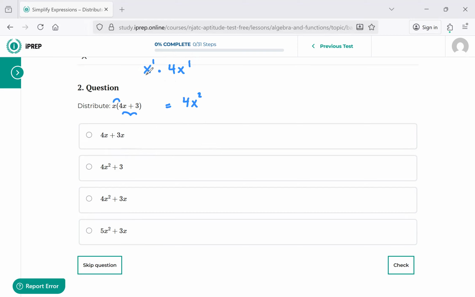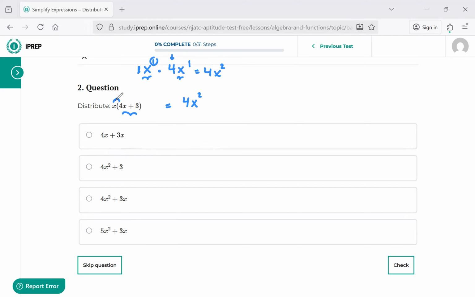When you're multiplying with the same base, you're multiplying two things. The constant, which is 4, and this does have an invisible 1, so 1 times 4 is 4. That's how we got 4. And then you're also multiplying the variable. What's x1 times x1? According to our properties of exponents, when you're multiplying with the same base, you add the powers. So 1 plus 1 is 2. That's how I got 4x squared.